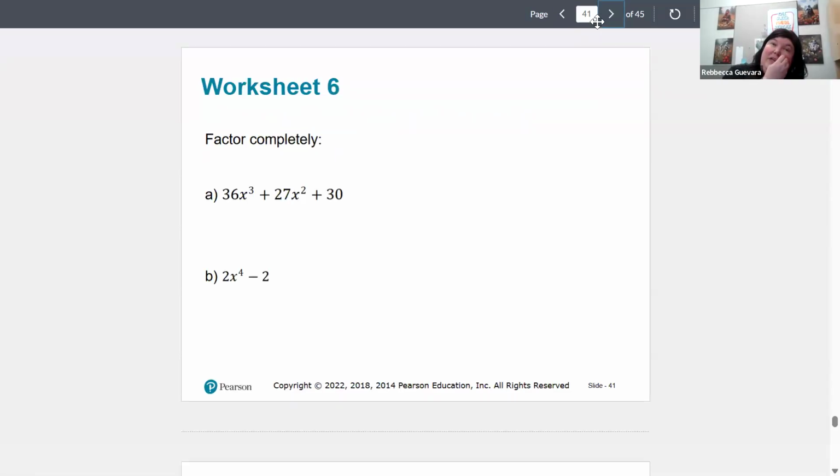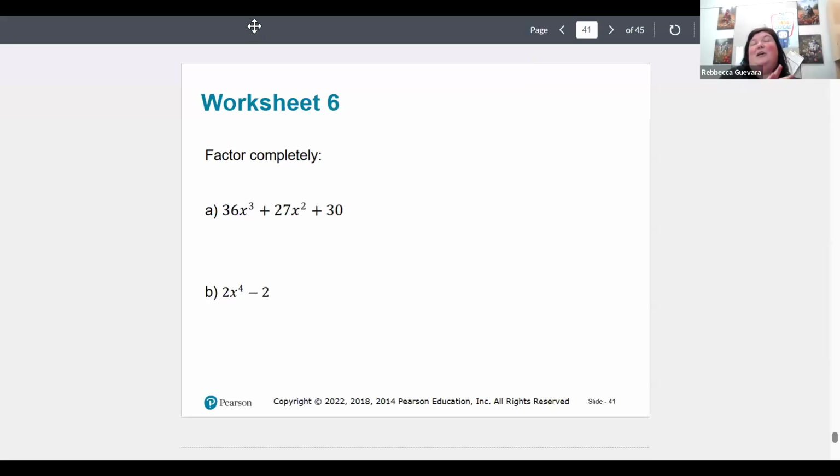All right, so this will be our last problem for the section. You may have noticed in the notes there was a little additional section. After review, I've decided we're not going to cover that part. We don't need it. So this is going to be our last problem here. This is going to be 36x cubed plus 27x squared plus 30. Try to factor that completely. And then you have 2x to the fourth minus 2 and try to factor that completely.